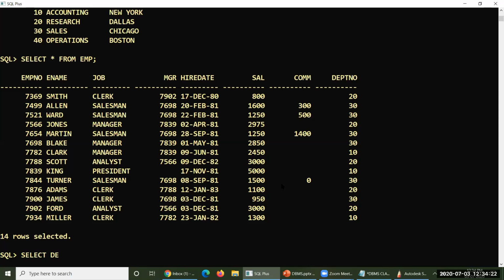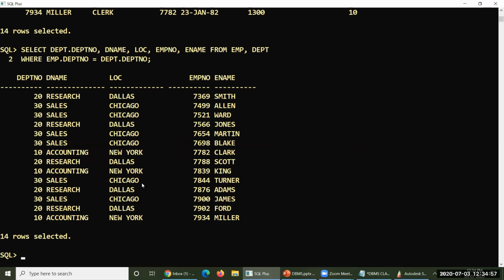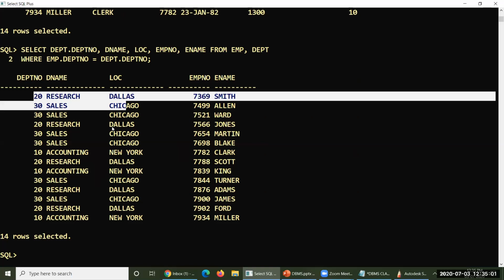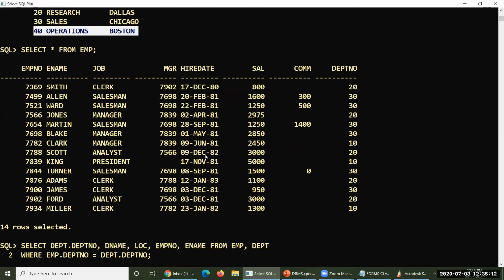So let me take it here. Select DEPT.DEPTNO, dname, followed by location, followed by EMPNO, followed by ename from EMP, DEPT, where EMP.DEPTNO equals DEPT.DEPTNO. If you take something like this, it will be displayed: the department numbers and the associated department names. Here, the operations department in Boston doesn't have any employees, so you don't have any such data here.